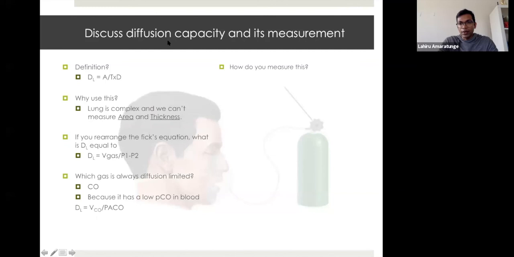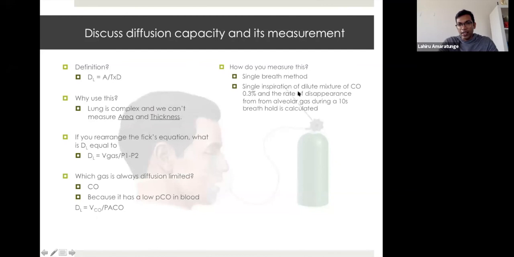So how do you measure this? If you were asked how to measure it, it's a single breath method. You just inspire a dilute mixture of carbon monoxide. You don't give too much because then the patient dies and that's all bad. The rate of disappearance from the alveolar gas during a 10-second breath hold is calculated, and you can measure the inspiratory and expiratory concentrations with an analyzer. The other gas that's inspired in this is helium, and that's just to measure lung volume because you want to standardize it for lung volumes.